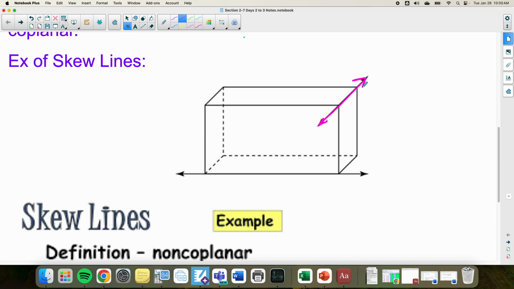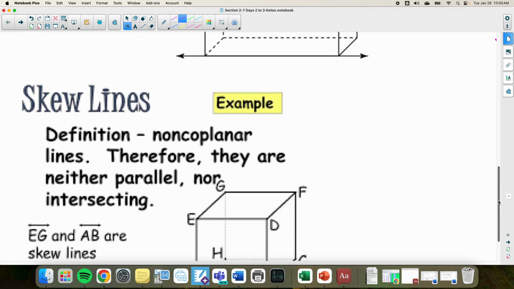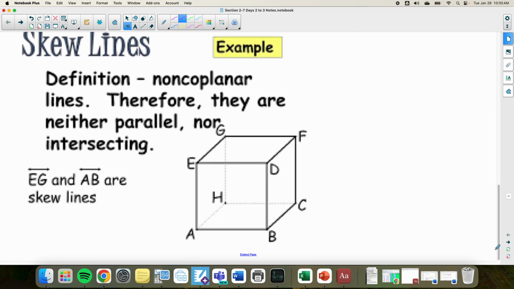They will never touch, and you couldn't draw a plane that goes through both of them. So that makes them skew. And then I think they have one more example here. They're saying EG, which is this line right here, and AB. So this is really close to what we have there. EG would be this line up here, and AB would be this line going left and right. This one's going straight out at you guys. This line is left and right. They never touch, and you can't draw a plane through them.